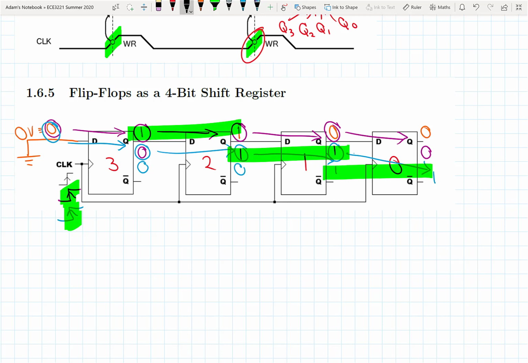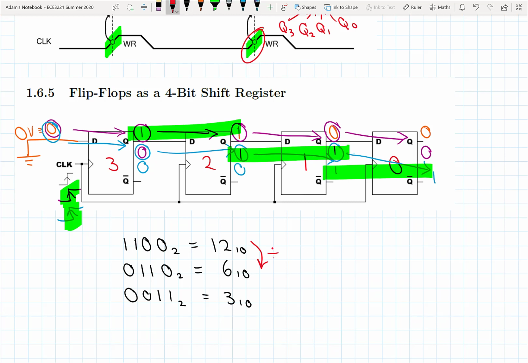We could set up the circuit to shift to the left as well, but let's think about what's happening here for a second. We started out with a value initially of 1100, and that's in base 2. In decimal, that is a value of 12. After the first clock cycle, after the first shift to the right, we ended up with a value of 0110. Well, that's equivalent to a value of 6 in decimal. And then with the next shift to the right, we ended up with a value of 0011 in binary, which is equal to a value of 3 in decimal. So what you will note here is that with each bit shift to the right, we're doing a divide by 2.